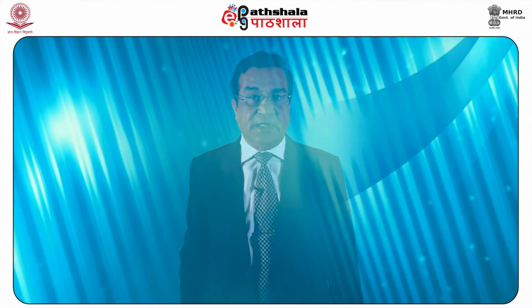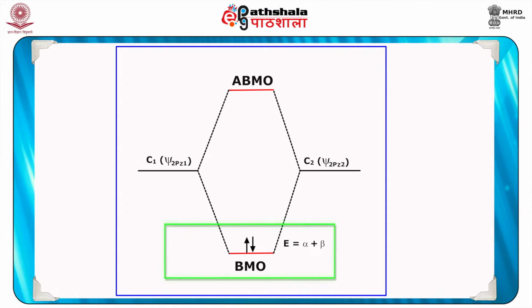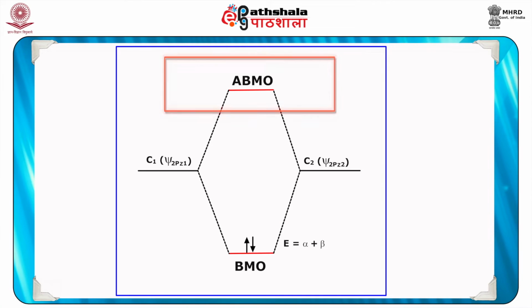Since you also know that both alpha and beta are always negative, using these energy level expressions, one can draw the corresponding energy level diagram for the ethylene molecule. As you can see here, at the lower end we have the bonding molecular orbital, which represents the energy E is equal to alpha plus beta. Because alpha is negative and beta is negative, the total expression will be negative. That means it leads to stability, and therefore it is called the bonding molecular orbital.